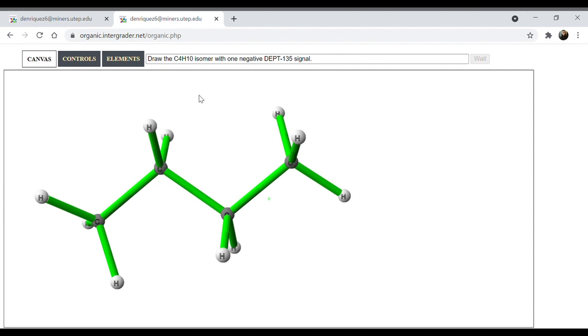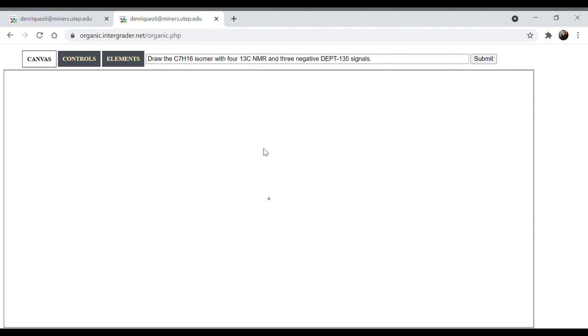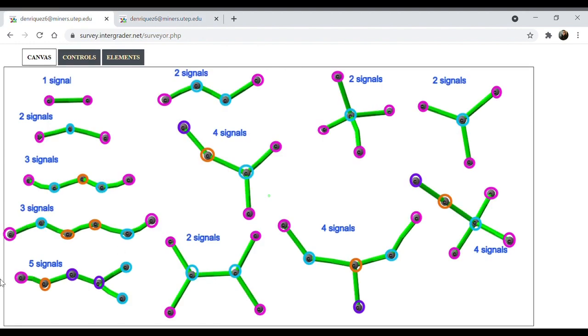And hopefully we'll get the C7 one with 3 negative DEPTs. Oh, here we go. Okay, so for this one, I'm also just going to draw. Let's see if I have it here. I don't think I do. 1, 2, 3, 4, 5, 6. No, I don't. That's 3 signals. Okay.